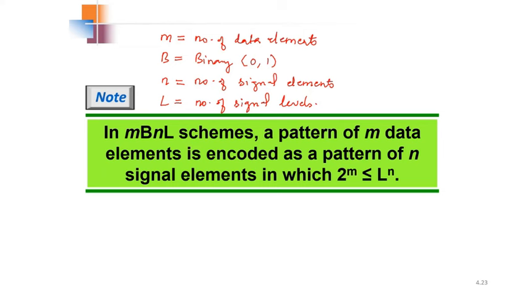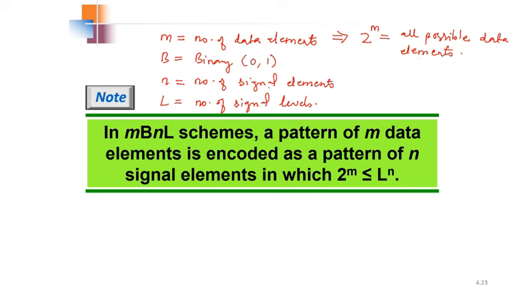So if m number of data elements are there, these data elements are represented by binary form. So the possible data patterns will be 2 to the power m. All possible data elements will be 2 to the power m, because these data elements are basically represented in terms of binary, zeros and ones. Okay, and m number of data elements are there. So 2 to the power m, that means this is the possible combination of different data elements.